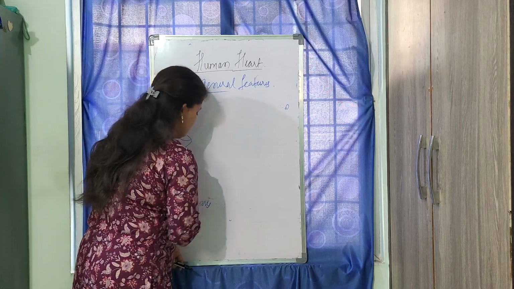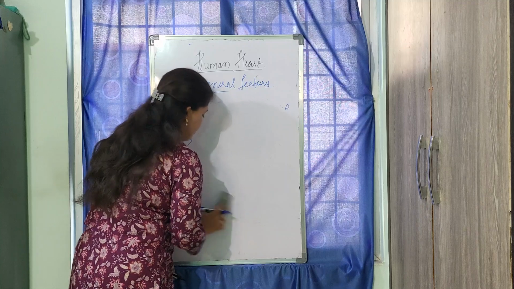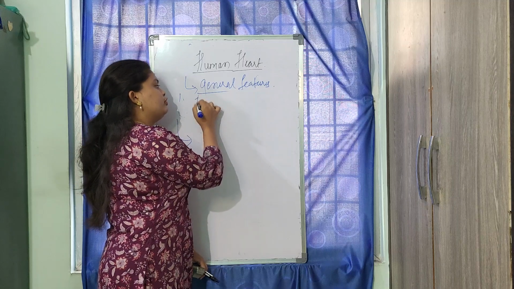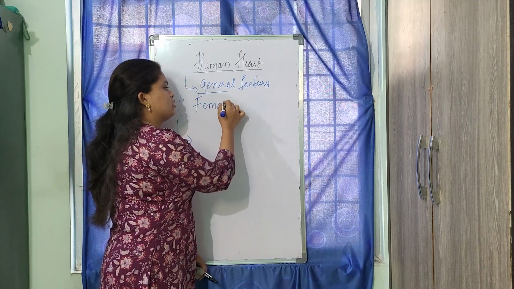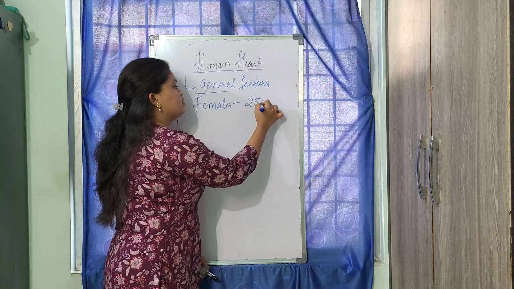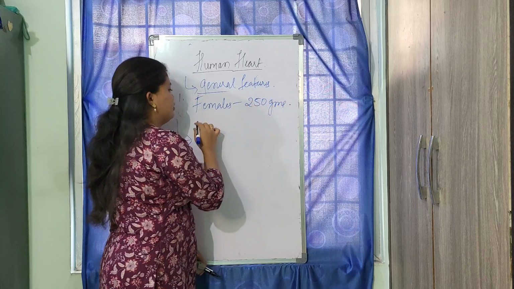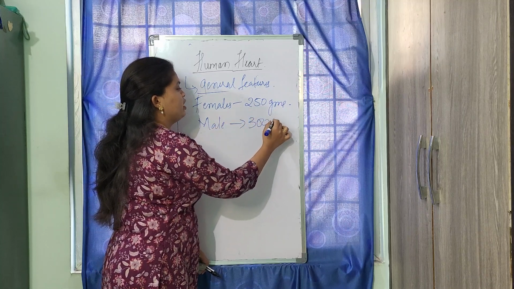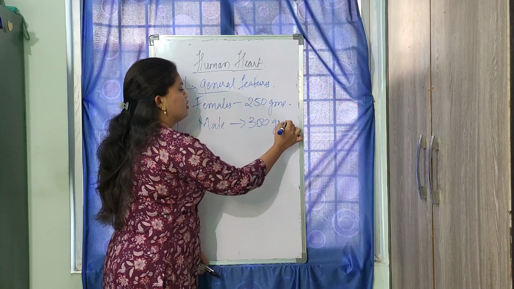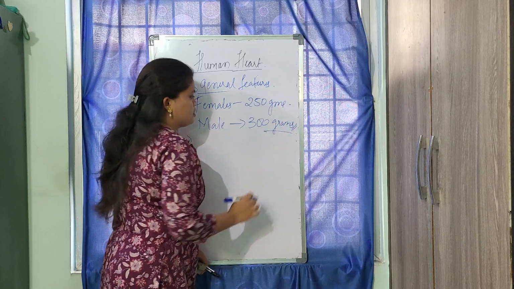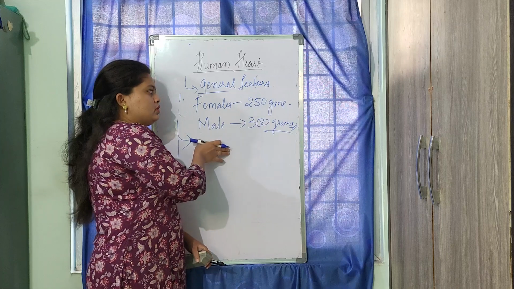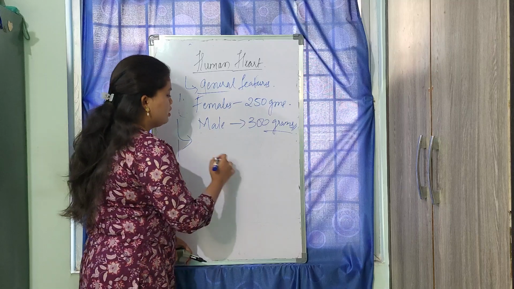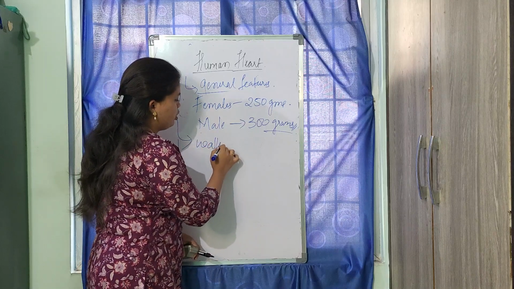The weight of the heart of males and females varies. When we talk about the heart of females, it's roughly 250 grams, and when we talk about males, a male heart usually weighs around 300 grams. So these are the general features. Let's talk about the walls of the heart.